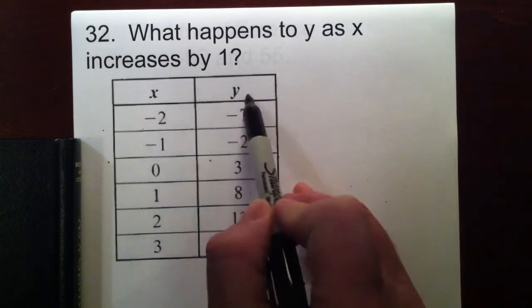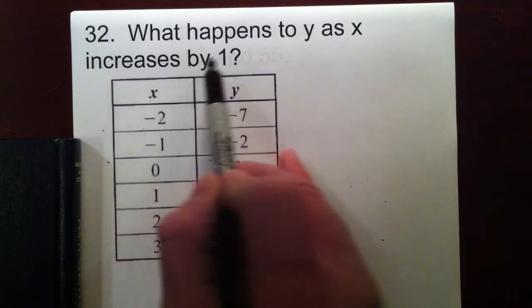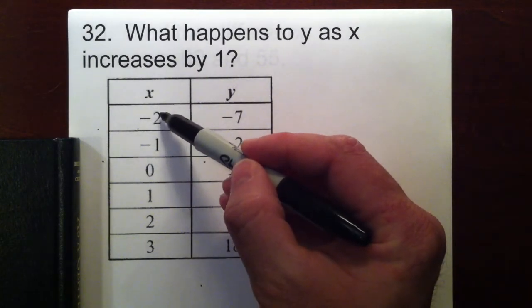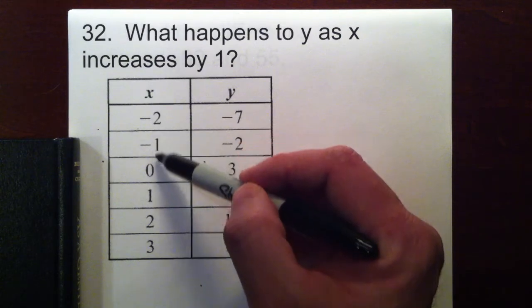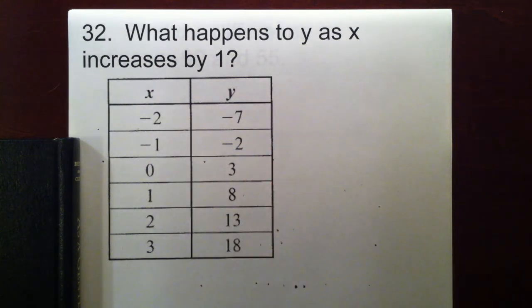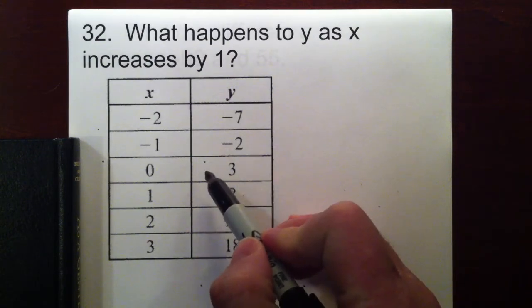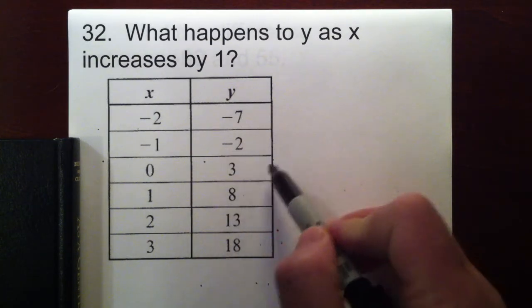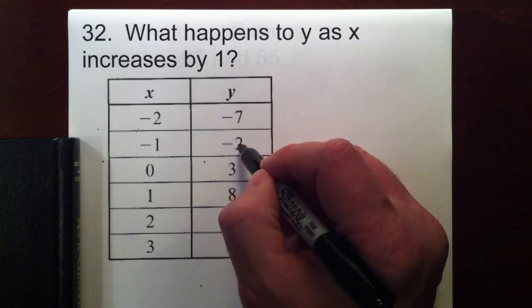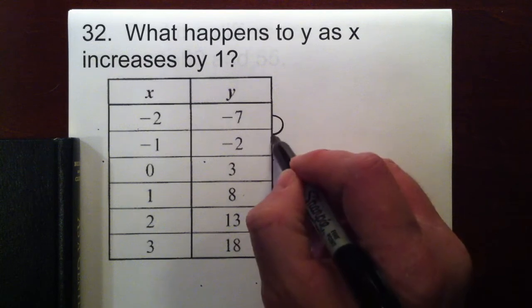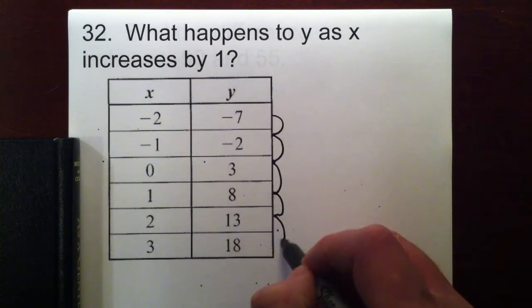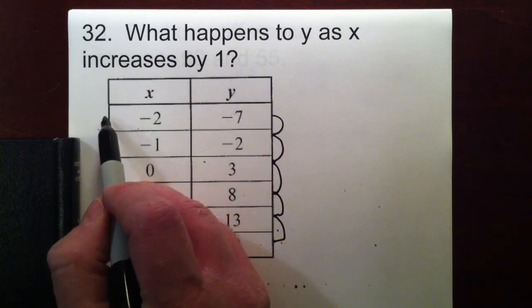What happens to y as x increases by 1? Well, as you can see here, we are increasing these numbers on the x-axis by 1, from -2 to -1 to 0 to 1 to 2 and so on. Well, as that happens, there's also a pattern forming over here. This number is increasing by 5. It's increasing by 5 here as well. Increasing by 5, increasing by 5, and increasing by 5, as this is increasing by 1.